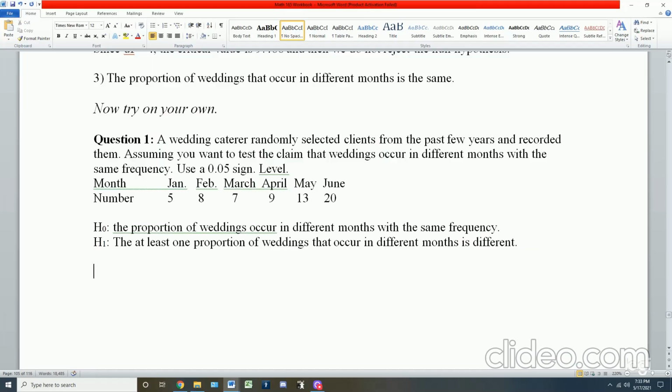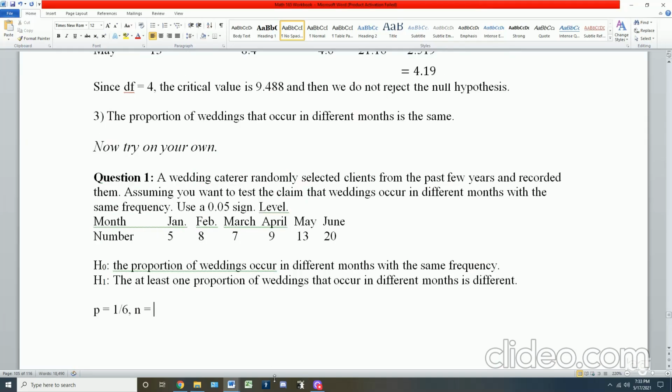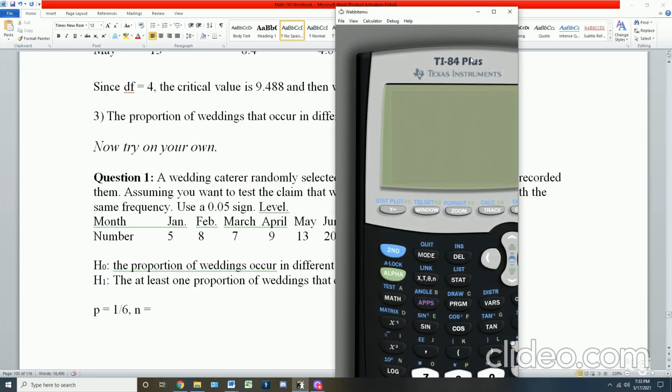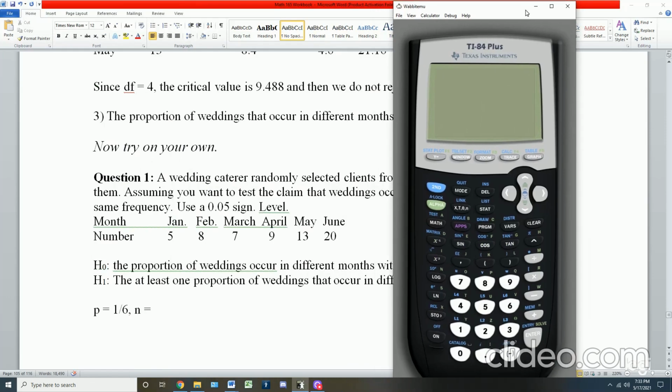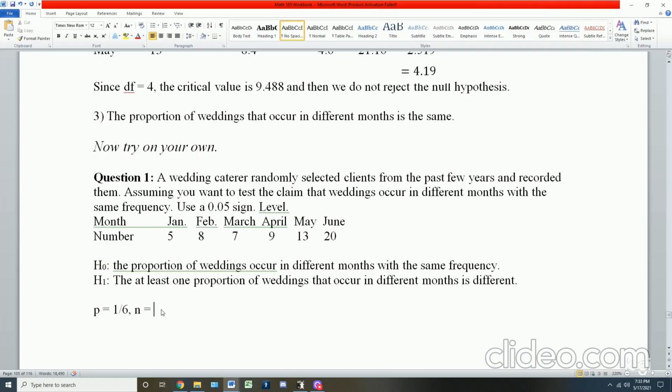Okay. This one, however, you've got to be careful of because our P is going to be a little different. So our P in this case is 1 divided by 6 this time. And our N, again, is just going to add up all the numbers together. So get our calculator out and just add them all up. So 5 plus 8 plus 7 plus 9 plus 13 plus 20 gives us a grand total of 62.